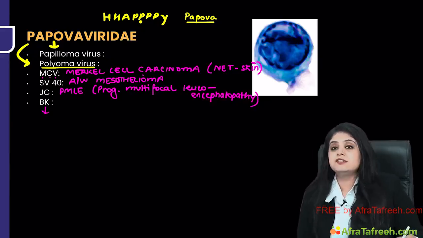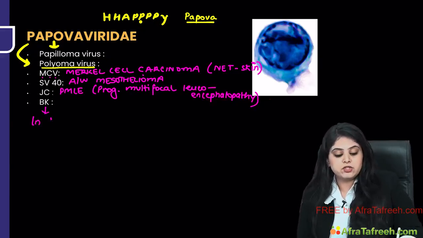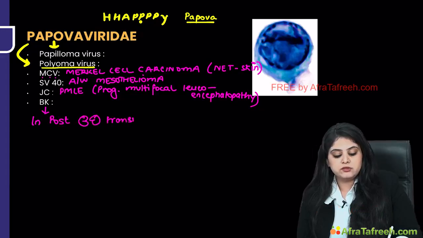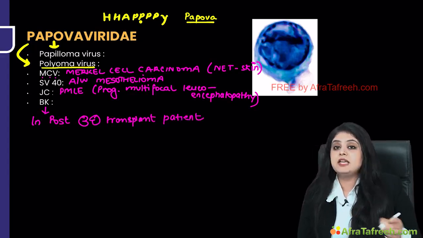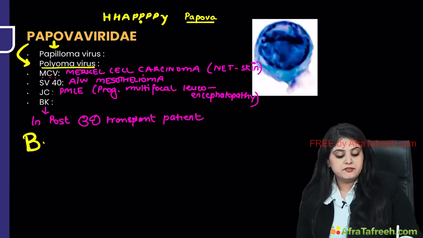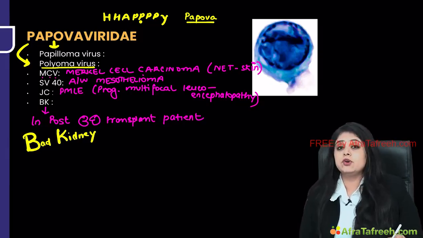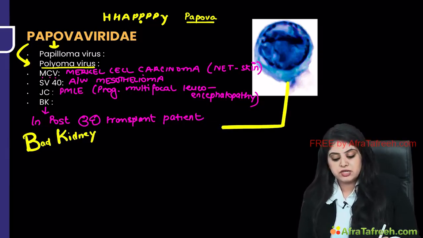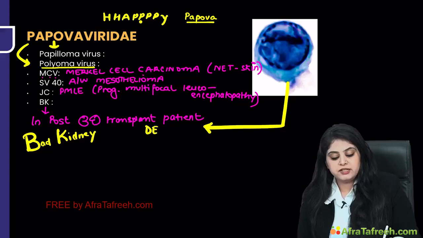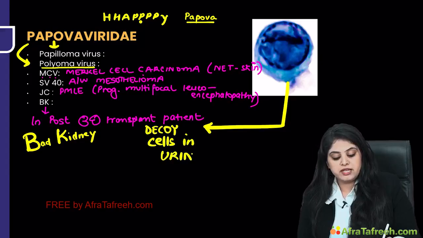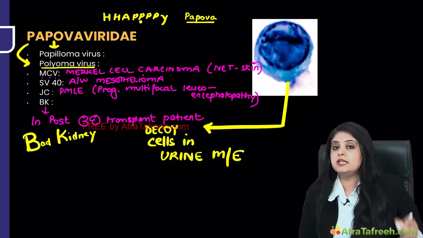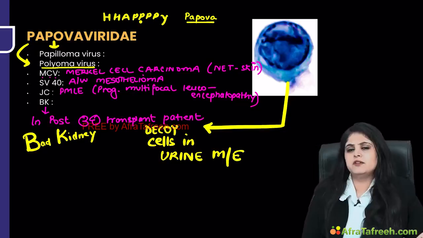Finally, BK virus. BK virus is going to cause infection in post-kidney transplant patients. In post-transplant patients, it is going to cause an infection. How have I learned it? BK for bad kidney. BK for bad kidney. So you will always remember, okay, this is going to cause an infection in a kidney transplant patient. And these are the kind of cells that you see in the urine. Then you see decoy cells in the urine microscopy. When it causes infection in the kidney, something will come out into the urine.